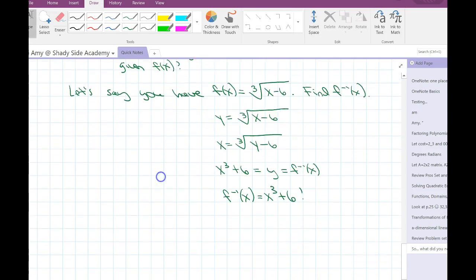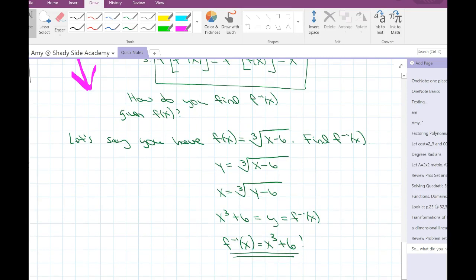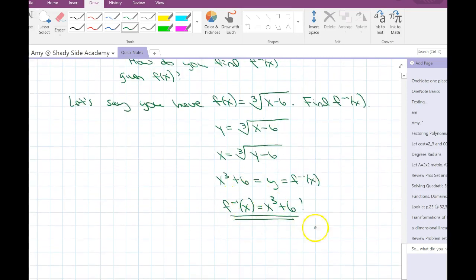Okay? My battery is running low. I'm going to show you the composition, this feature 3, tomorrow in class, okay? But this is how you find the inverse. Oh my gosh, it's running very low. Okay, I have to stop.